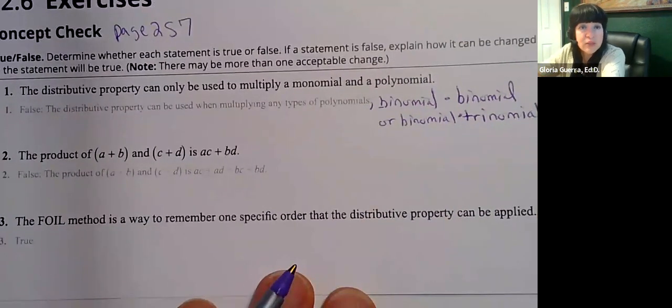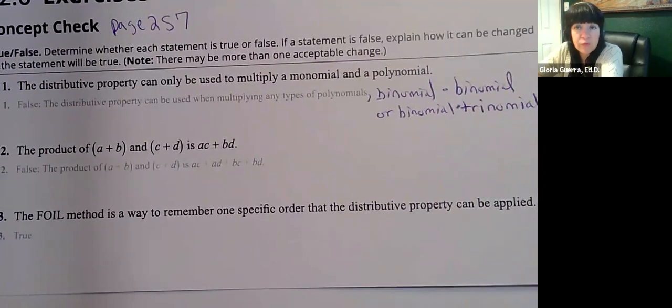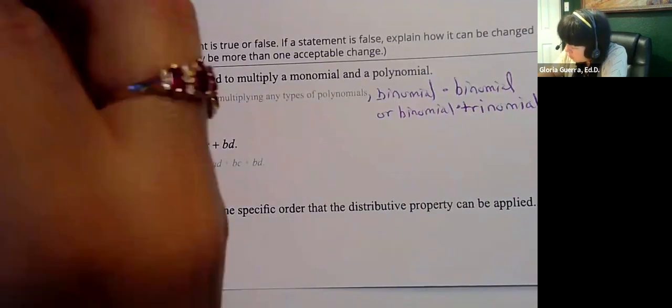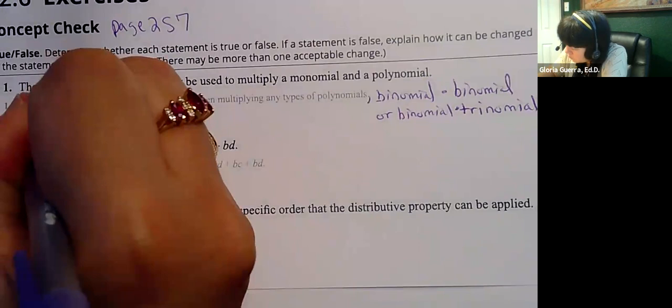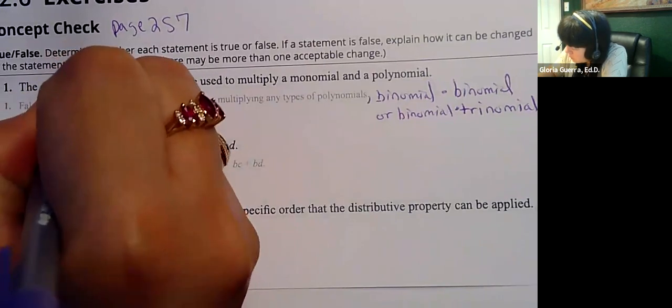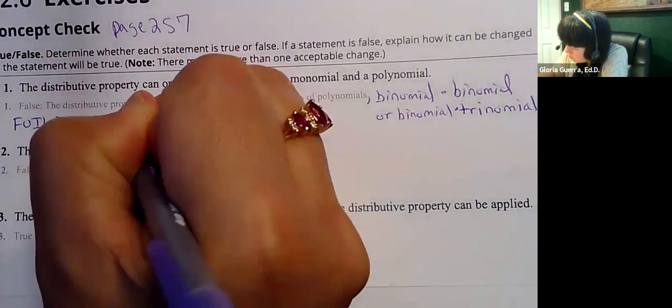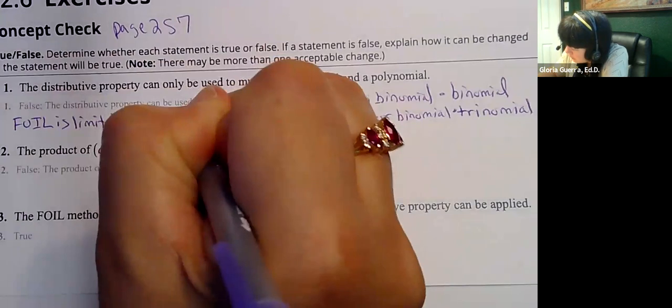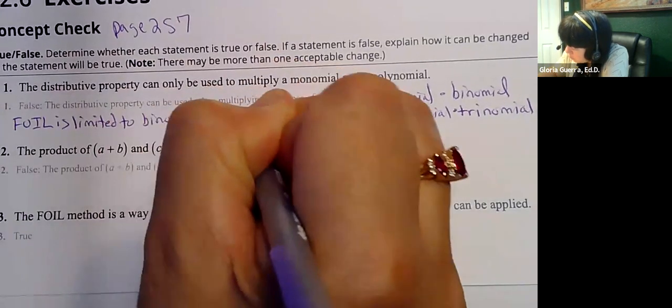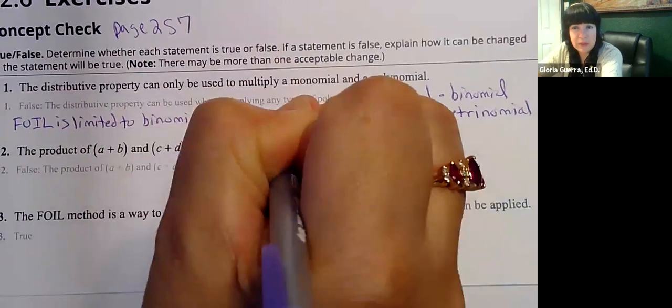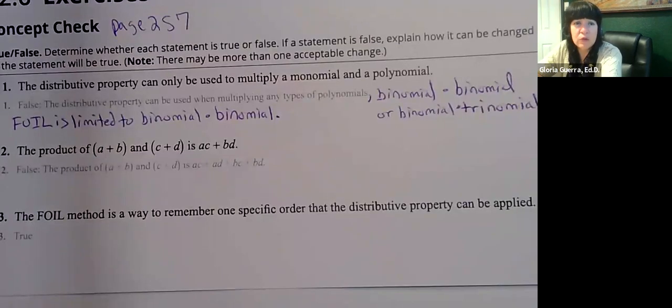What's restrictive is like FOIL. The distributive property is not restrictive. What's restrictive is like FOIL. FOIL is limited or restrictive to only a binomial times a binomial. So FOIL is the only one that's restrictive, but not the distributive property, and also neither the box method.